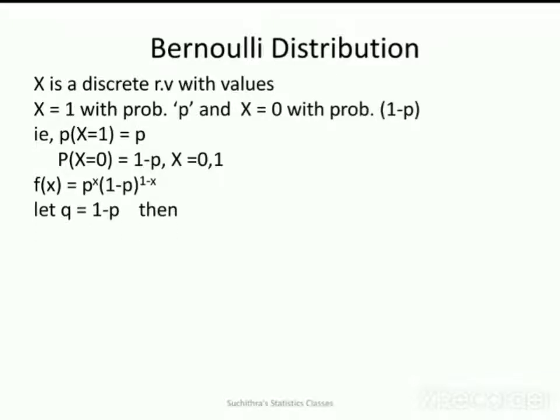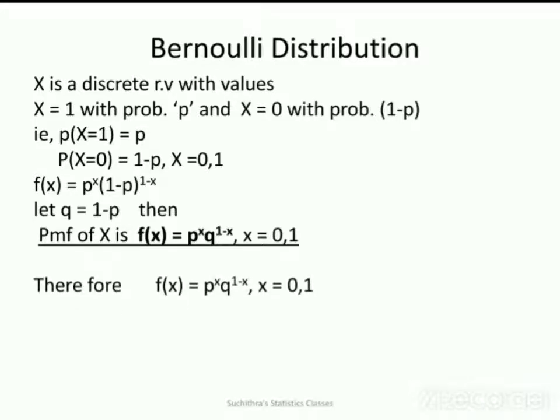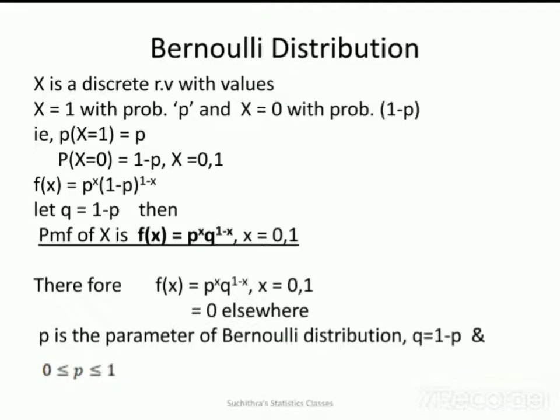Let q equal to 1 minus p, then PMF f of x is equal to p raised to x q raised to 1 minus x for the values of x equal to 0 and 1. Therefore, f of x is equal to p raised to x q raised to 1 minus x for x equal to 0 and 1, equal to 0 elsewhere. p is the parameter of a Bernoulli distribution. q equal to 1 minus p and 0 less than or equal to p less than or equal to 1.